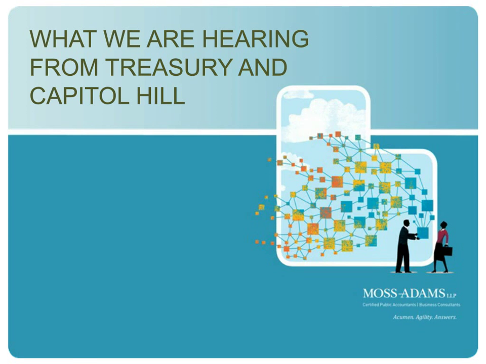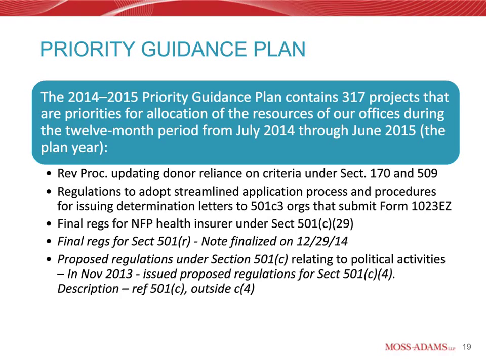So Treasury and Capitol Hill. The priority guidance plan, what that is, it's a kind of a wish list on guidance and regulations that they'd like to issue, like regulations, announcements, rev procs, all sorts of things. So on the list that's relating to the exempt org area is updating donor reliance on criteria, final regs for health insurers. They did finalize in December 2014 regulations for the 501(r), clarifications of requirements for tax-exempt hospitals.